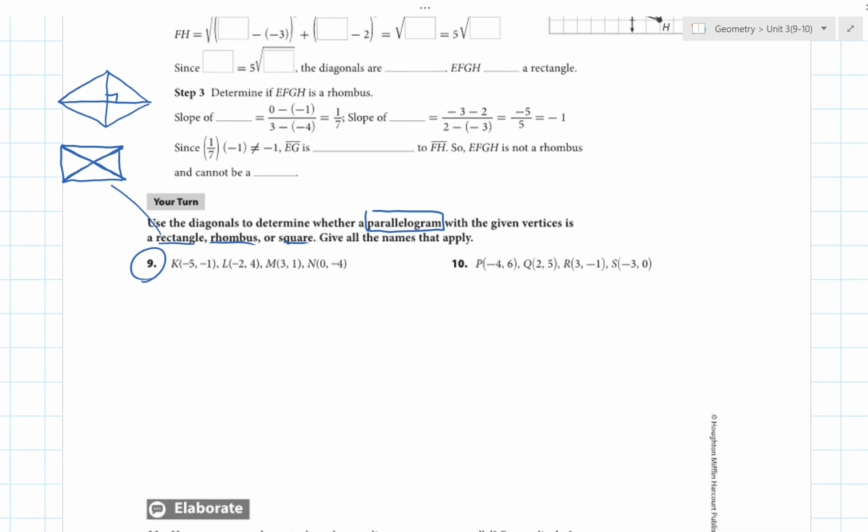You can graph it here, or you can graph it on graph paper, and then check the properties of the diagonals to decide if it's a rectangle, a rhombus, or a square. So go ahead and pause your video, determine from your graph and the distance formula and from slopes what's true about the diagonals, and when you're all done, you can press play to see my solution.